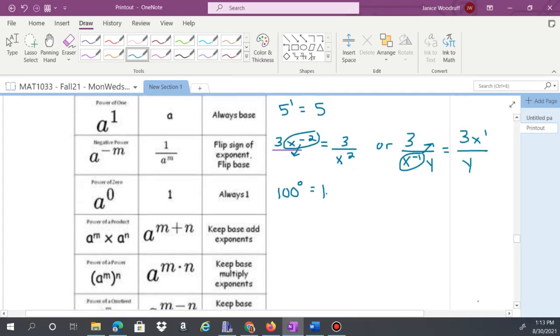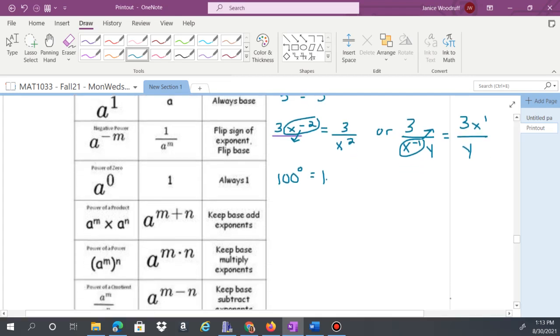Okay, next rule, the power of a product rule. This is the product rule, we like to call it. Anything with the same base that's being multiplied, you're going to add the exponents. So let's say you have x squared times x to the 6th. You will add the exponents together. 2 plus 6 gives you 8. And that's because these have the same base.